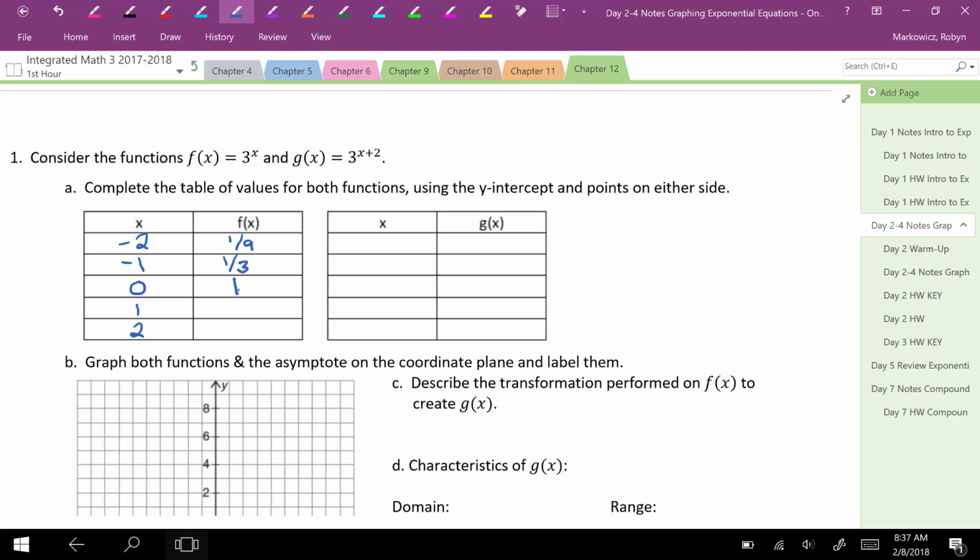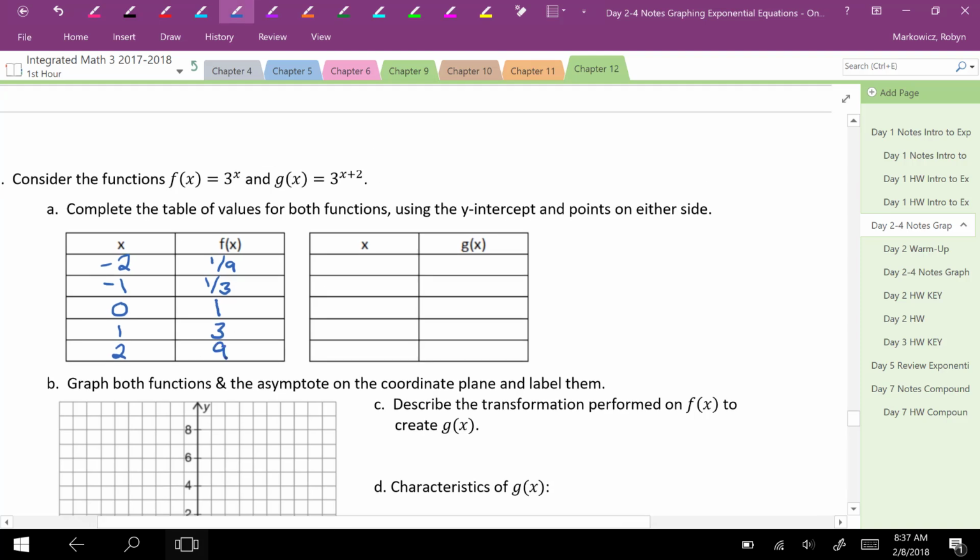All right. 3 to the 1st power. 3 to the 2nd power. 9. That was easy, yes. Ladies and gentlemen, this is something you might see on an assessment, where I'm either giving you these easy numbers or you get to pick your numbers, but you should have plenty of points to plot on your graph, okay?